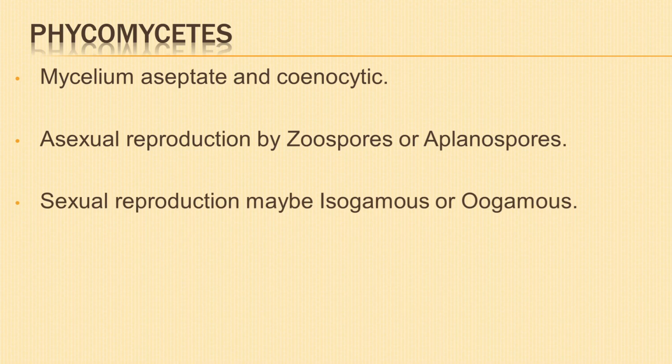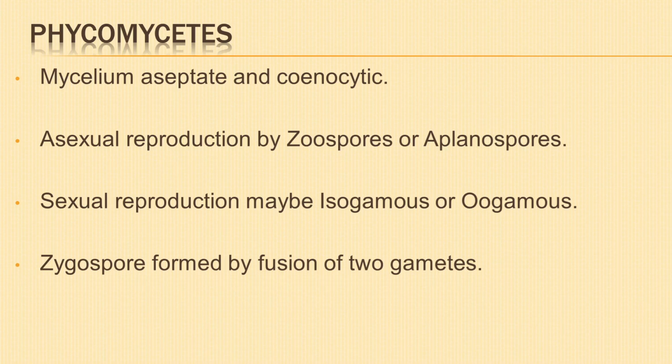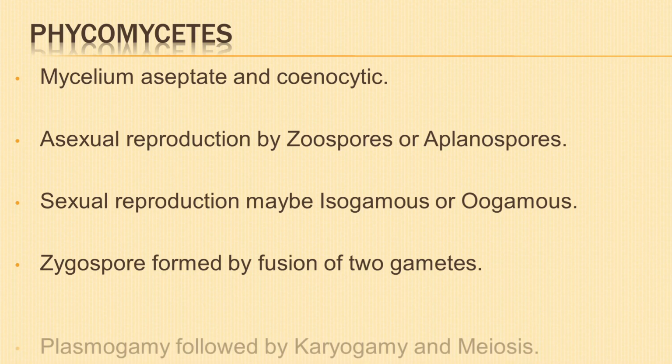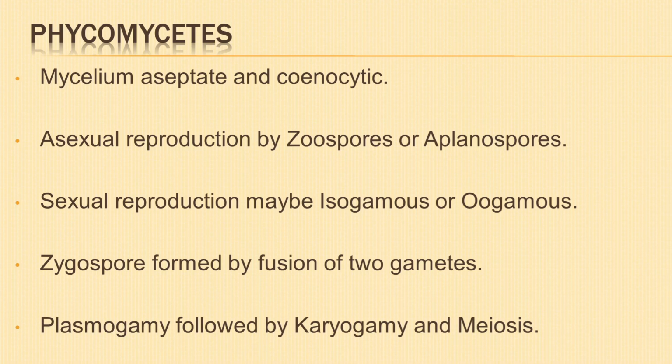Sexual reproduction may be isogamous, that is, the gametes are similar, or oogamous, where gametes are dissimilar, otherwise known as anisogamous. Zygospore is formed by fusion of two gametes. So plasmogamy is followed by karyogamy and meiosis. It is seen in Phytophthora infestans, which causes late blight of potato.